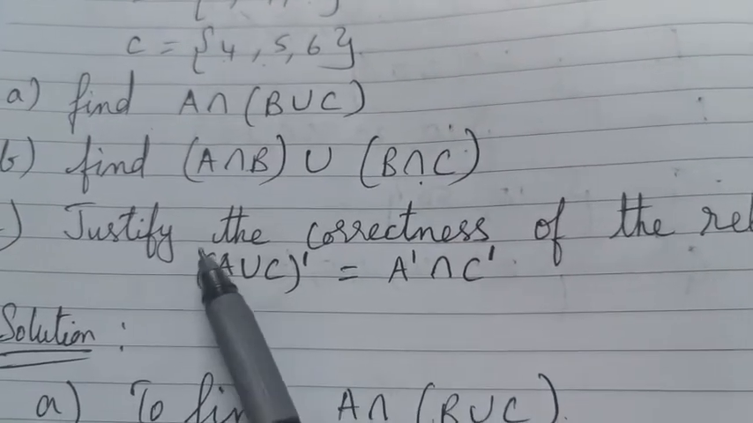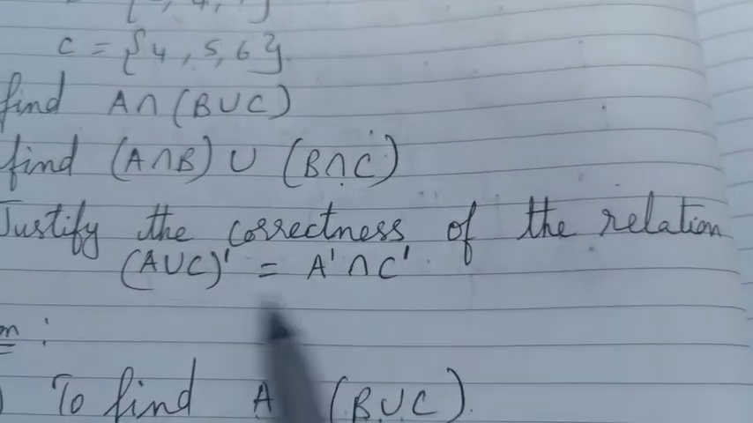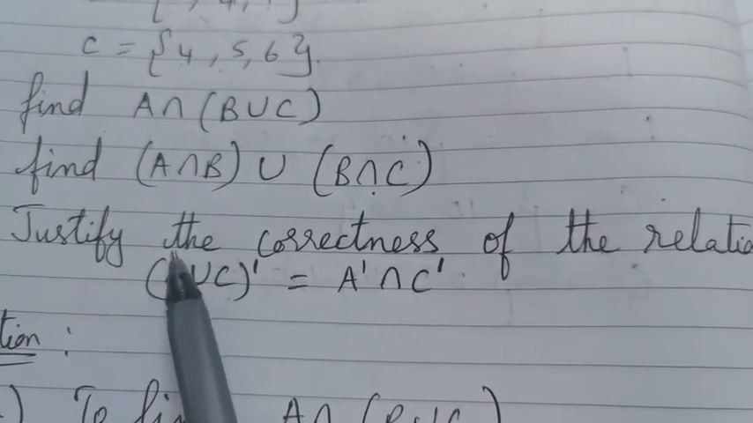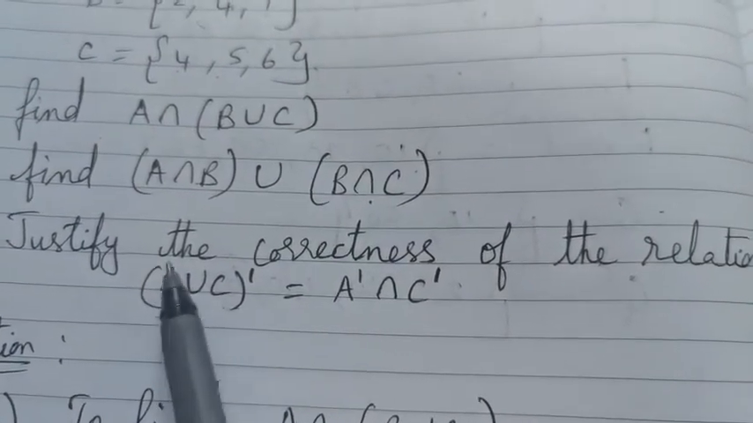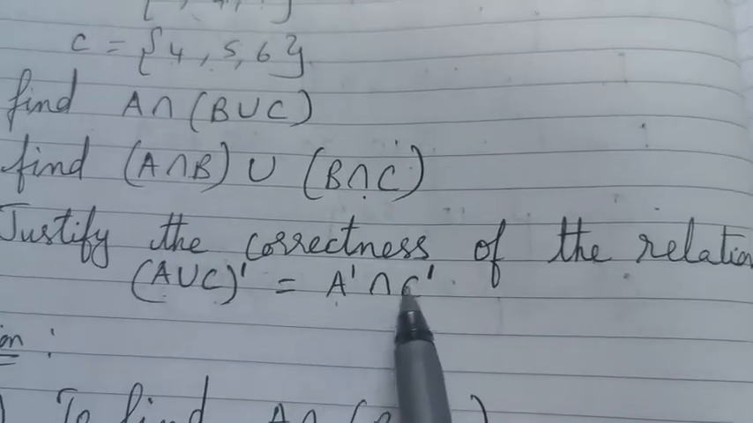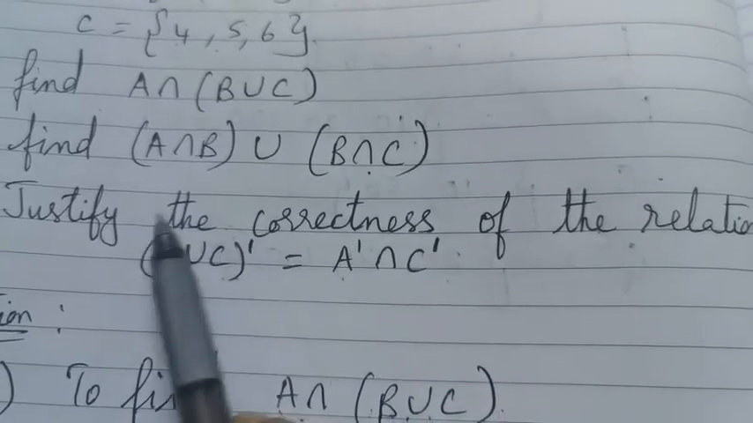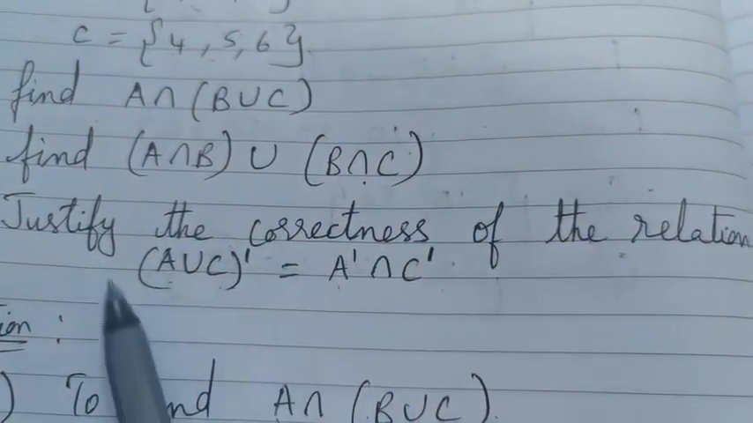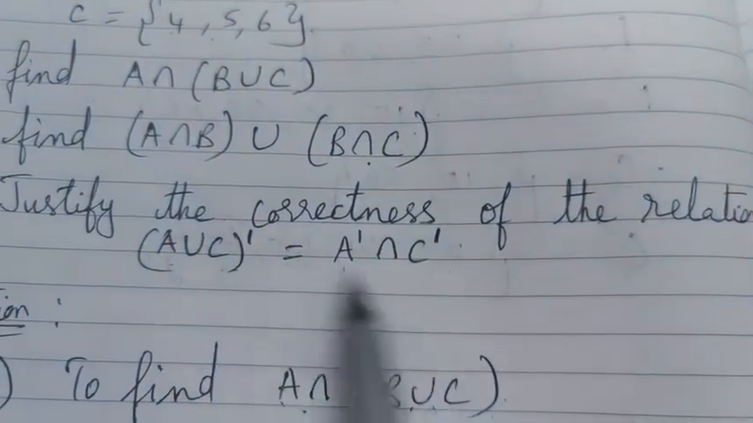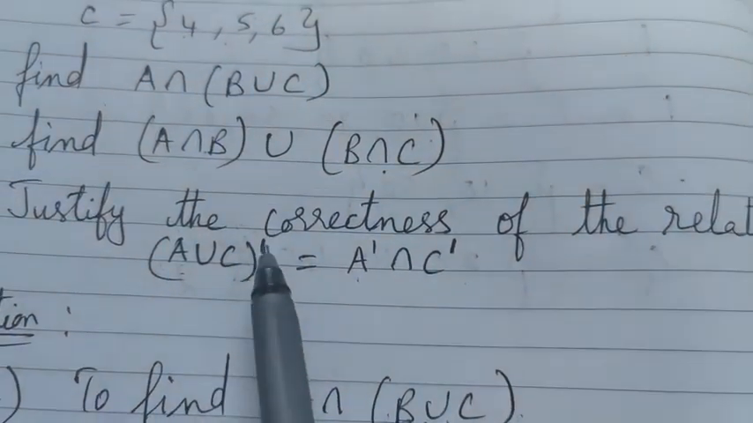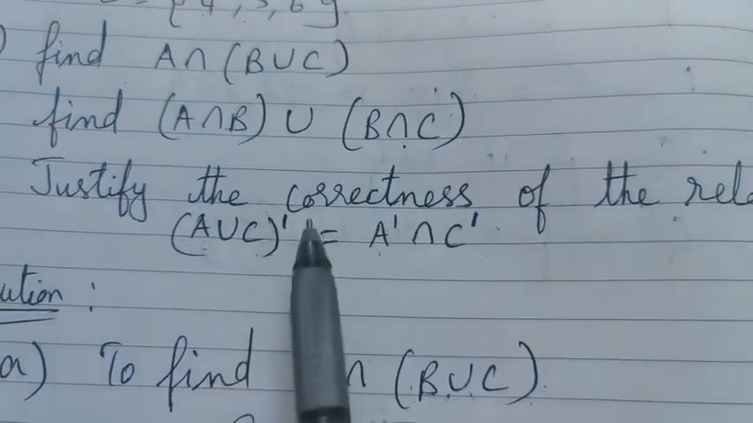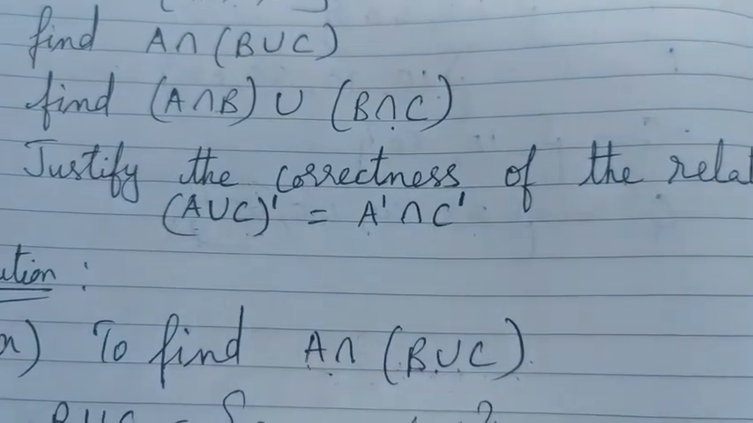Question number C is to justify the correctness of the relation. They have given us a relation A union C, the whole complement. This is read, since you have a bracket, as the whole complement. A union C, the whole complement is equal to A complement intersection C complement. Now we have to find the set which is present in the left hand side and the set which is present in the right hand side and check whether both are the same. To do this, we have a bracket. So first we will have to solve what is in the bracket and then obtain the complement of the set obtained from the bracket. So let us try this.